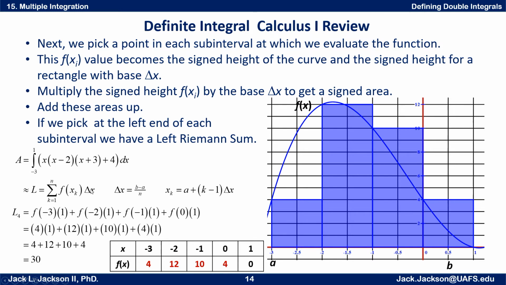Find the f of that value, multiply by delta x. Now you have a signed height times a width, and that gives you the area of that one rectangle. Do this for all the rectangles and add them up. That's a left Riemann sum. You can see the details worked out here.